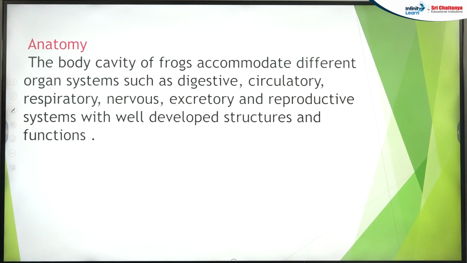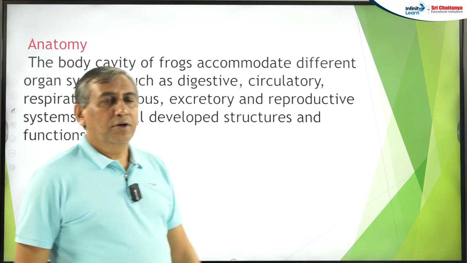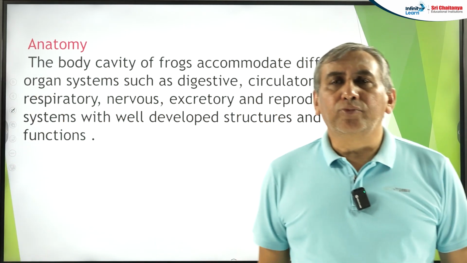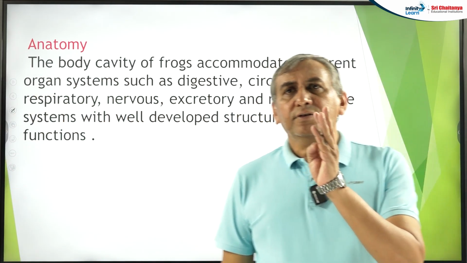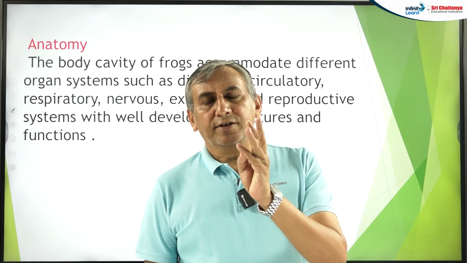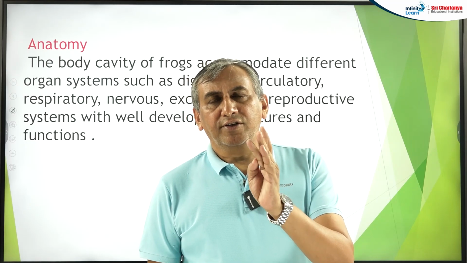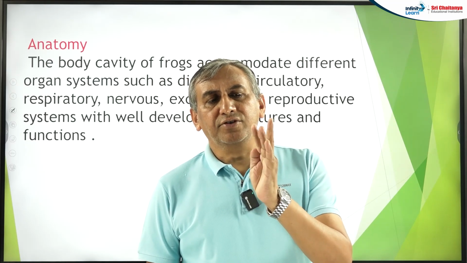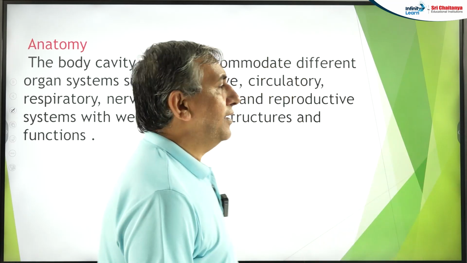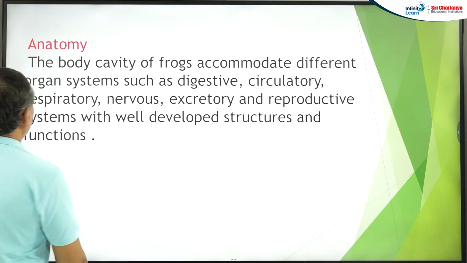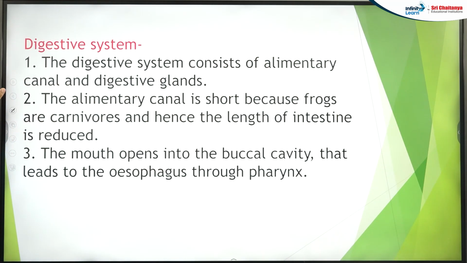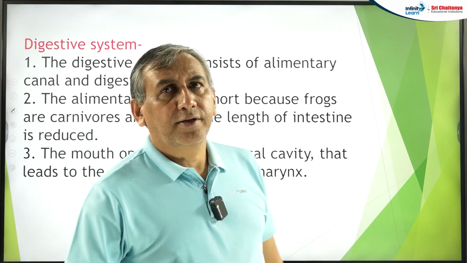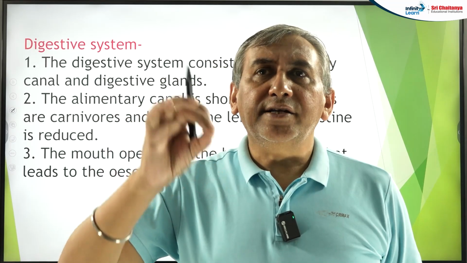When we talk about the anatomy in frog, frog has all the systems like human beings: digestive, respiratory, circulatory, excretory, neural system, then endocrine system and reproductive system. Well developed immune system also. So well developed systems are present in frog. When we talk about the digestive system, a very important point you have to remember. One point, in frog, the alimentary canal is short.